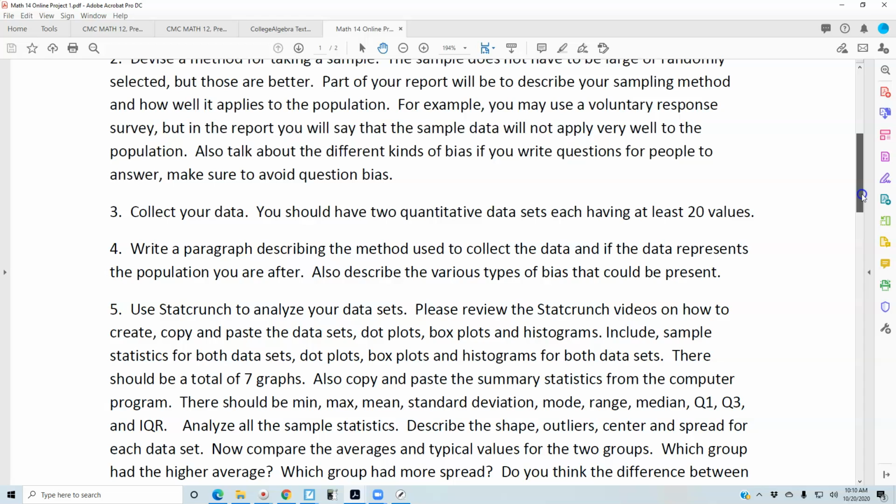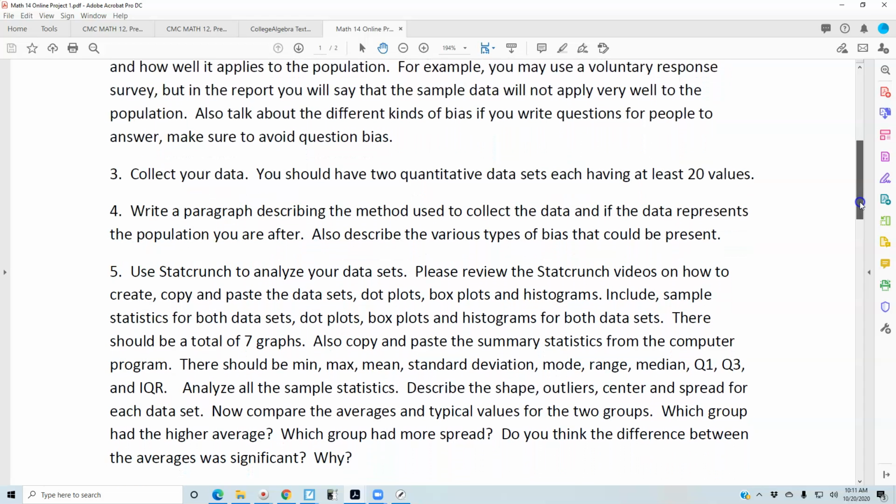Number 4, you're going to write a paragraph describing the method used to collect the data and if the data represents the population you are after. Also describe the various types of bias that could be present.